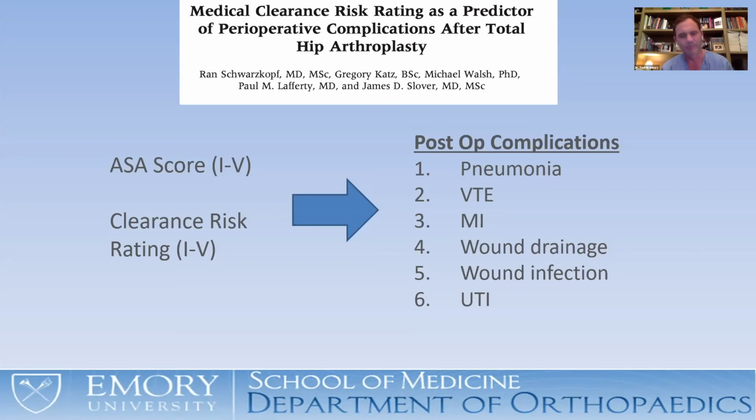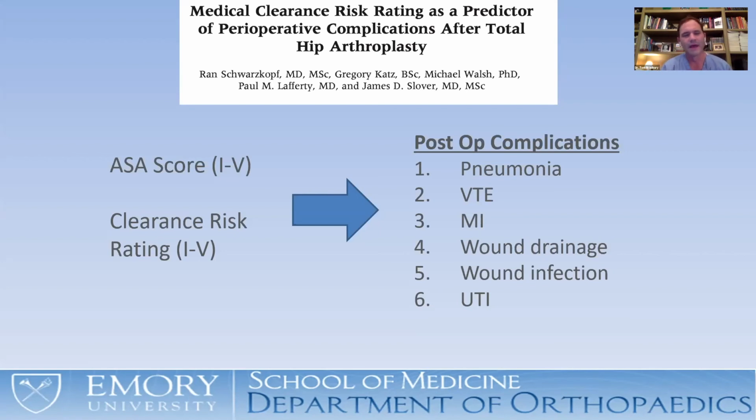1 being they're optimized, they have no medical problems, and they're low risk, whereas 5 would be a very high risk candidate with multiple medical comorbidities. And they also compared this group of patients with the American Society of Anesthesiologists score, which is sort of a similar breakdown: 1 to 5, 1 being completely healthy, 5 being not healthy enough to tolerate anesthesia. And then they tried to correlate that preoperative assessment to postoperative correlations and see if they could draw any conclusions about how predictive these rating scales are.